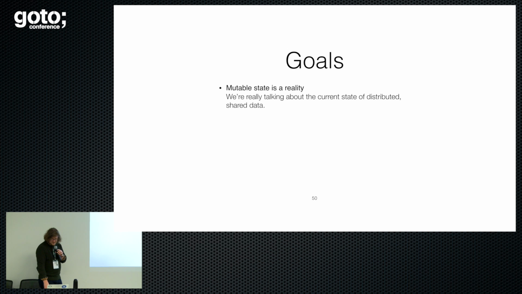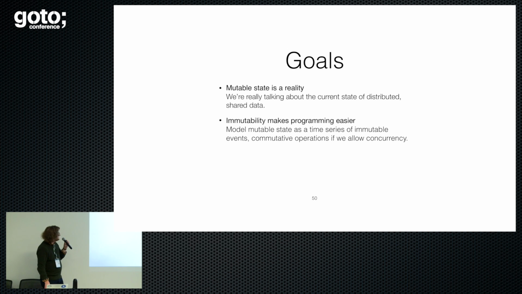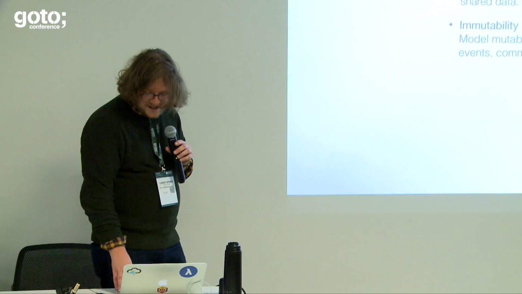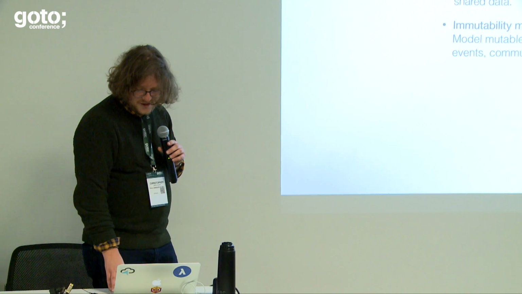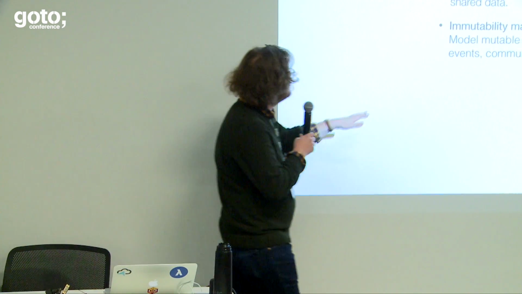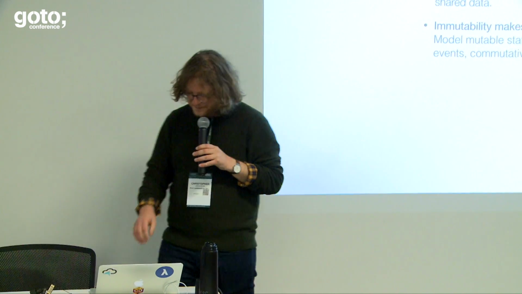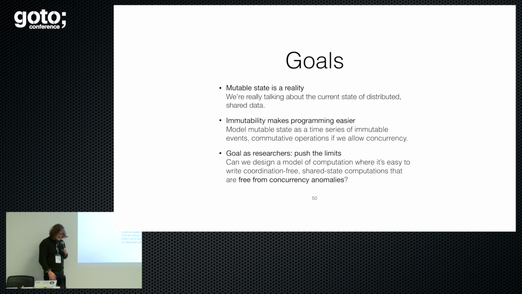And so the goals of my work, to summarize, are to make mutable state a reality. Can we make dealing with mutable state easier? And secondly, immutability makes programming easier, so can we make programming with mutable state in a distributed system easier? This is challenging because it relies on commutativity, and we'll talk more about how commutativity plays in with concurrency. The goal of the research is to combine these two things and see how far we can push it.